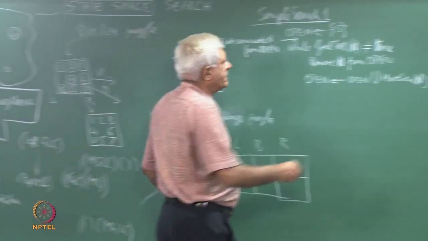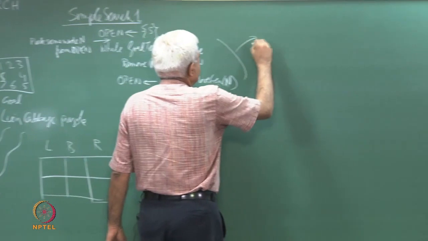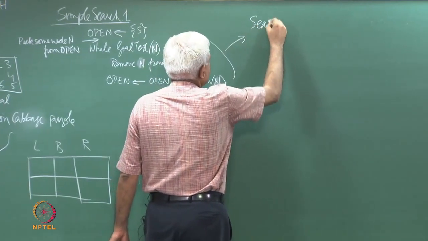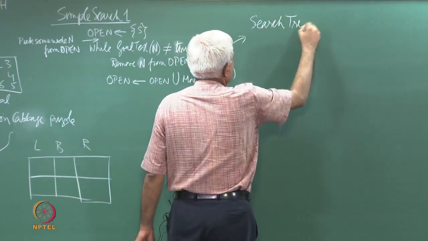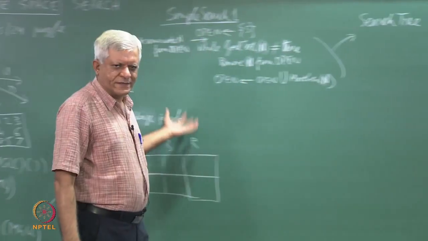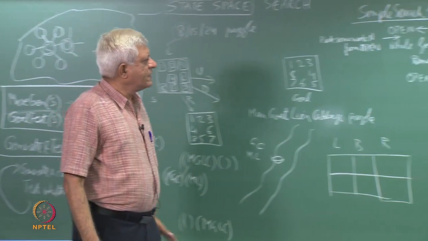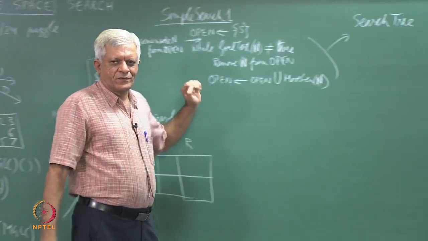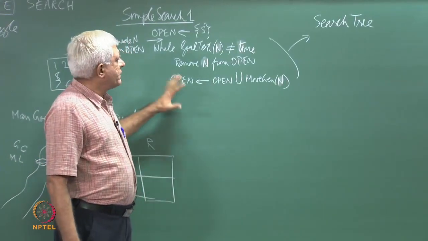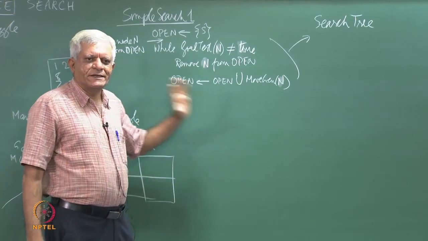What this results in is a search tree. We will start by criticizing this algorithm very shortly, because this is by no means an interesting algorithm, but it gives us a basic idea of what we are trying to do. What this algorithm does is it generates a search tree.